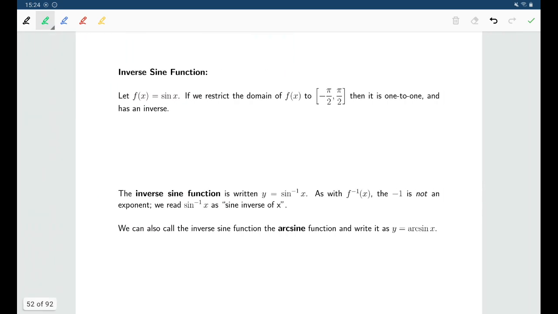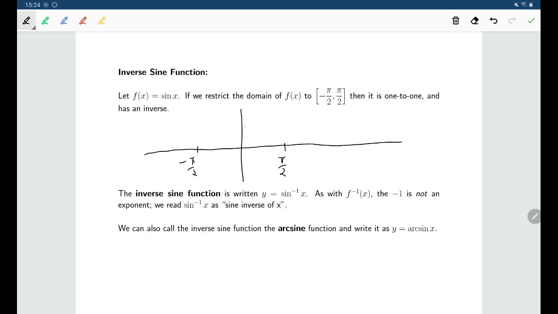So the idea here is that we're going to take our graph of our sine function, and if we wanted to restrict it to something that's one-to-one, we could just look at sine on the interval from negative pi over 2 to positive pi over 2. Because we know what the graph would look like: from 0 to pi over 2, we're going from 0 up to 1, and from 0 down to negative pi over 2, we're going from a y value down to negative 1. And this, for sure, would be a one-to-one function.